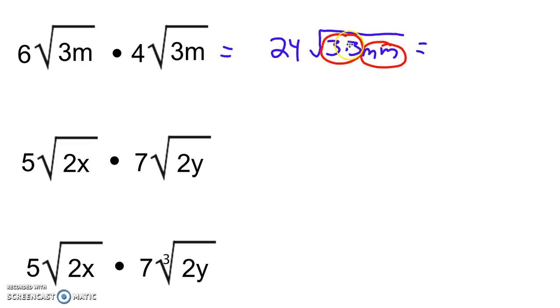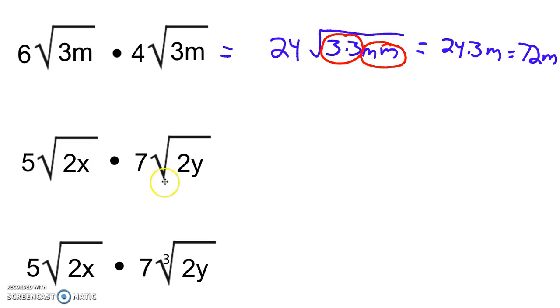But we have a group of 3's. That means a 3 comes out. That gets multiplied to what's already in front. And a group of m's, so an m comes out. 24 times 3 is 72, and so we get 72m. Notice there's nothing left that didn't group up, so I don't need the radical in my answer. Now, these looked like like terms, but we didn't need them to be able to multiply.